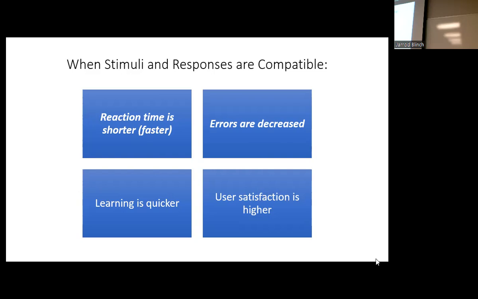So what happens when stimuli and responses are compatible? Well, as we've talked about, reaction time is shorter. But we also see there are fewer errors. And we'll actually measure the number of incorrect responses we make in the task this week. And then maybe more relevant for human factors of product design, we see learning is quicker and user satisfaction is higher. And all four of those things are great marketing tools, or safety tools as well. But we'll really focus on these first two. Those will be the dependent variables we extract from our data.